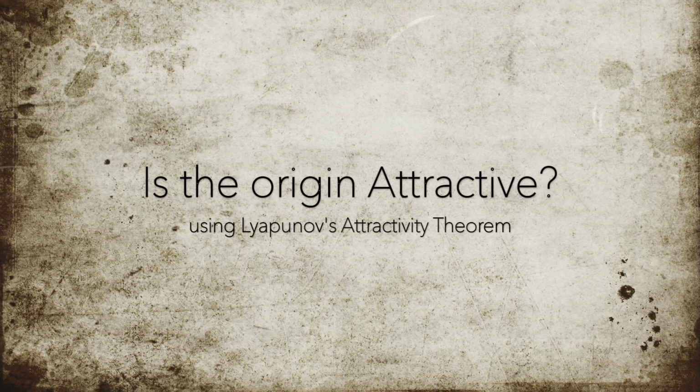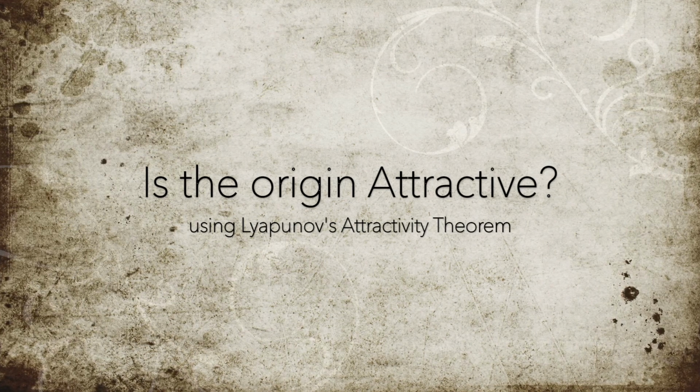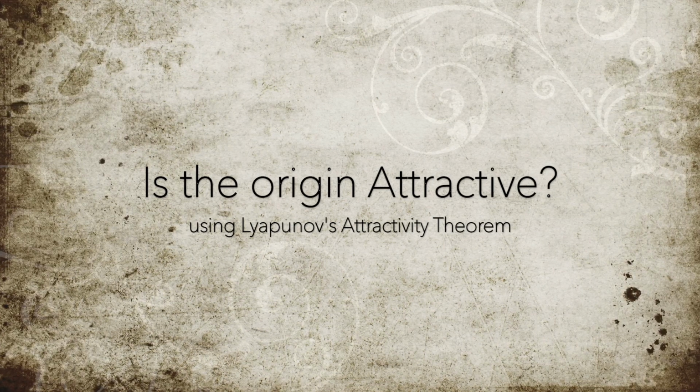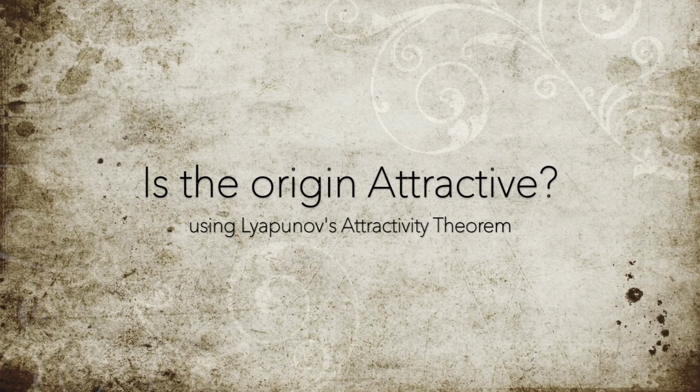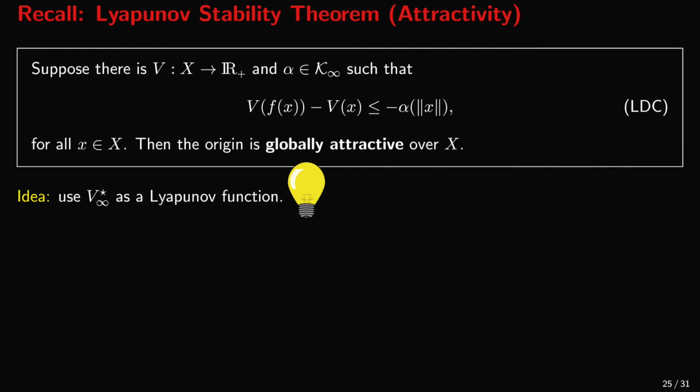Next, we want to show that the origin of the kappa infinity star controlled system is attractive over the invariant set x infinity star. To that end, we will use Lyapunov's attractivity theorem, which states that if there is a non-negative valued function V and a K infinity class function alpha, such that the Lyapunov decrease condition is satisfied over some set X, then the origin is globally attractive over the set X.